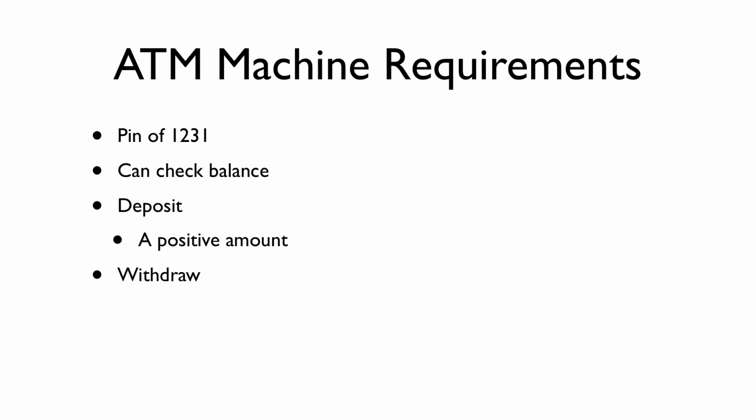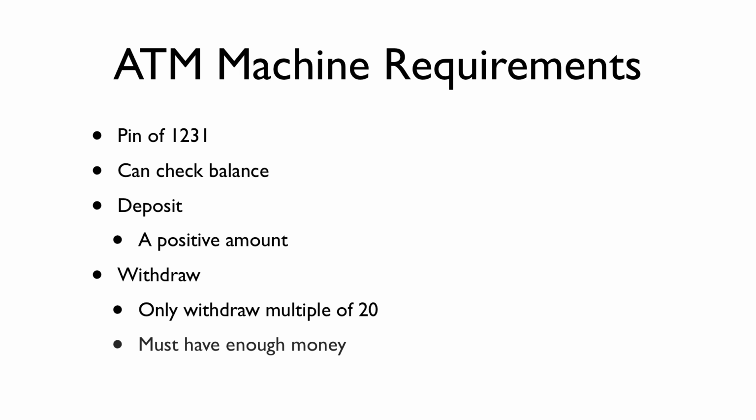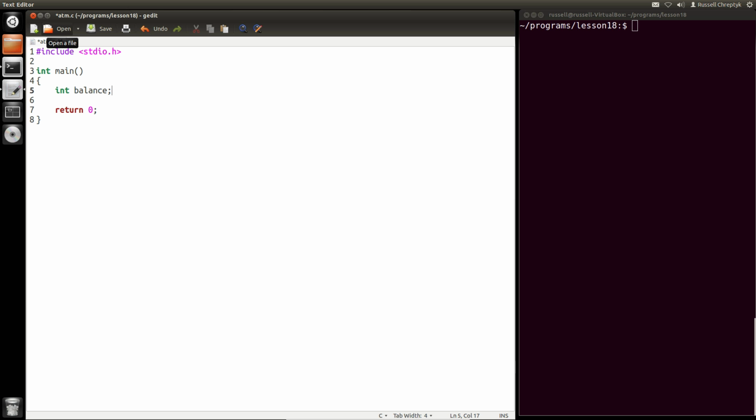You also can withdraw money, which will subtract your balance, and you can only withdraw a multiple of 20 because our ATM machine only has $20 bills. You must have enough money in your account to take out the money, and you can perform multiple transactions. That's the last requirement. As you are using the ATM machine, you are able to continually access multiple transactions and manipulate your balance. So let's jump right into our program here.